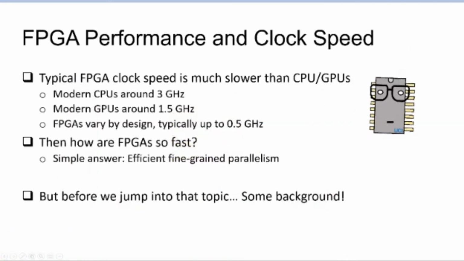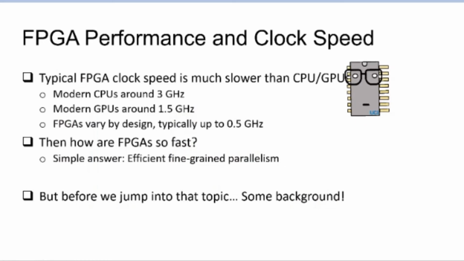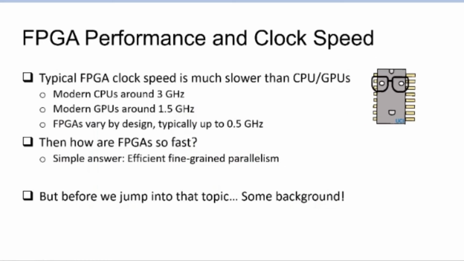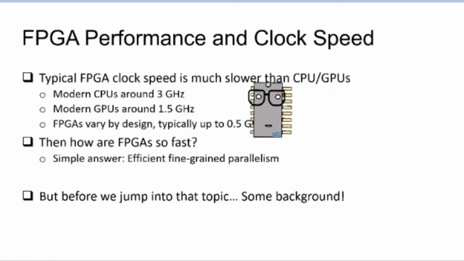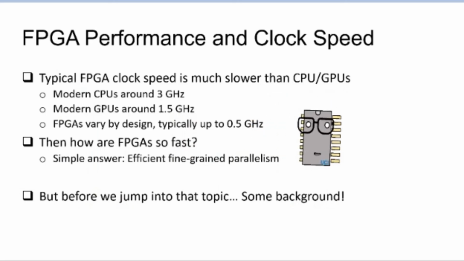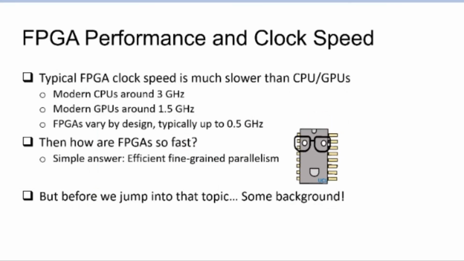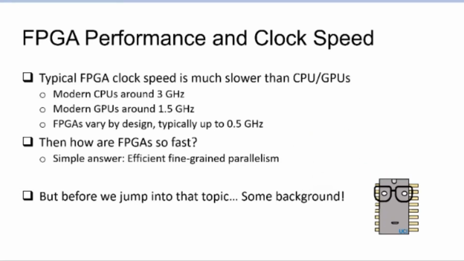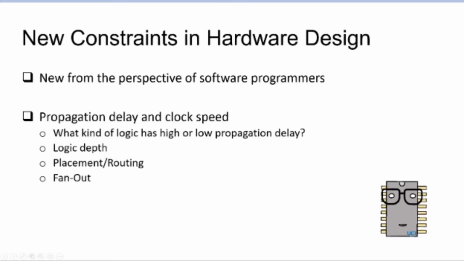But how do you reach that kind of performance when typical FPGA clock speeds are much slower than CPUs and GPUs? Modern CPUs run at around 3 gigahertz, modern GPUs around 1.5, 2 gigahertz. FPGAs vary by design, typically maybe 400, 500 megahertz. And we already saw how FPGAs are so fast because of efficient fine-grained parallelism, also efficient coarse-grained parallelism. But before we jump into that topic, we have to talk a little bit about timing.